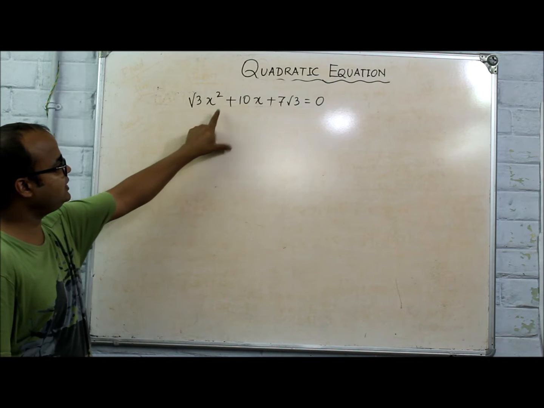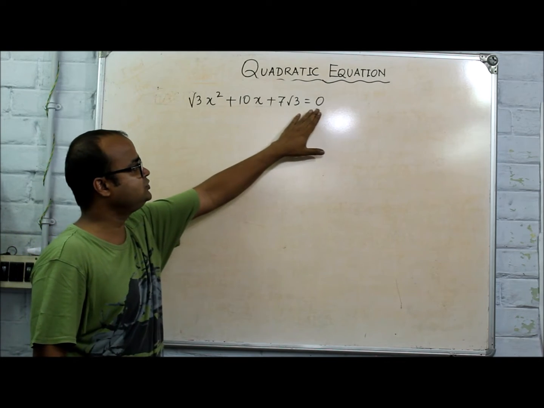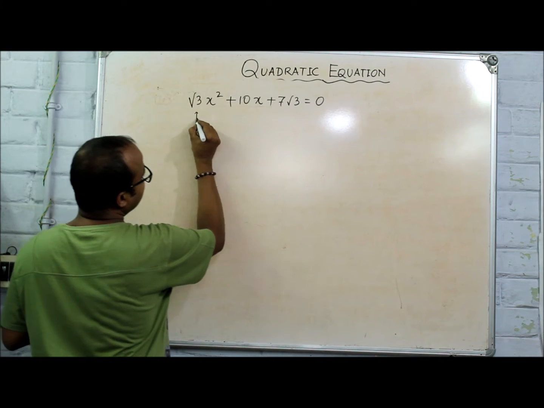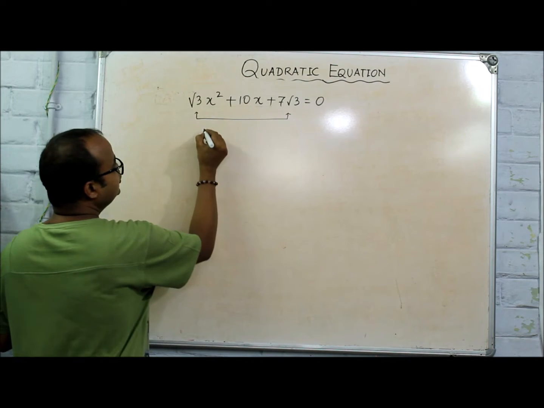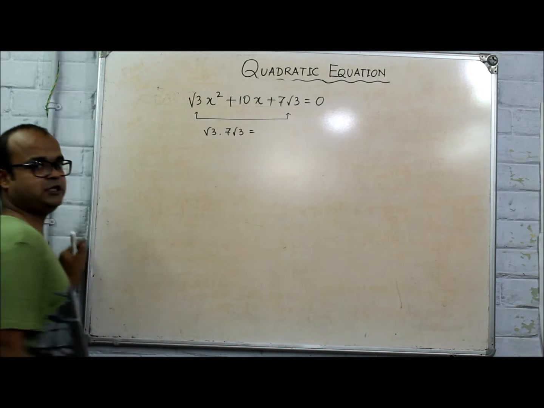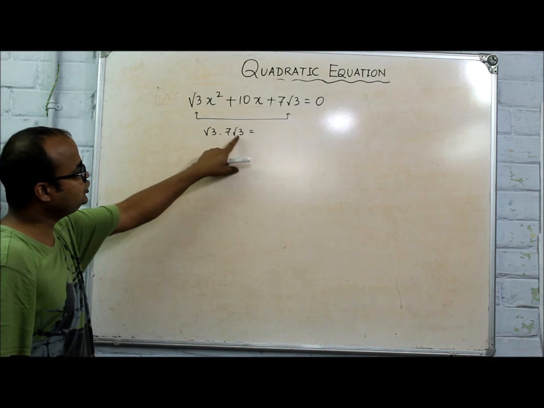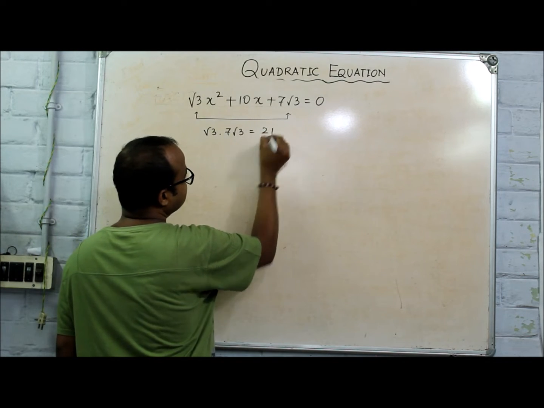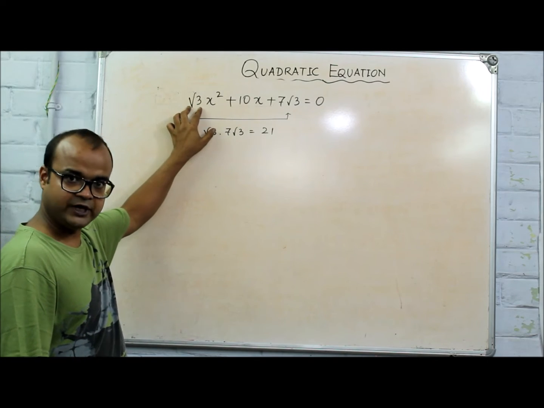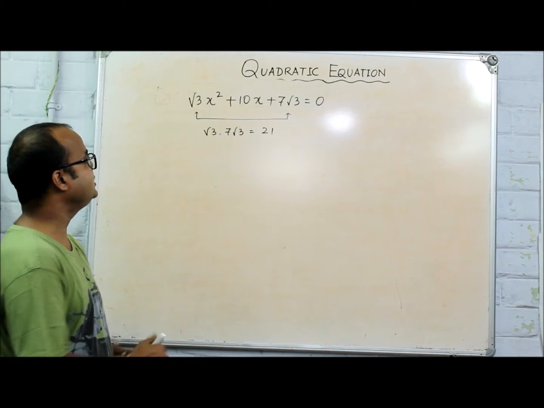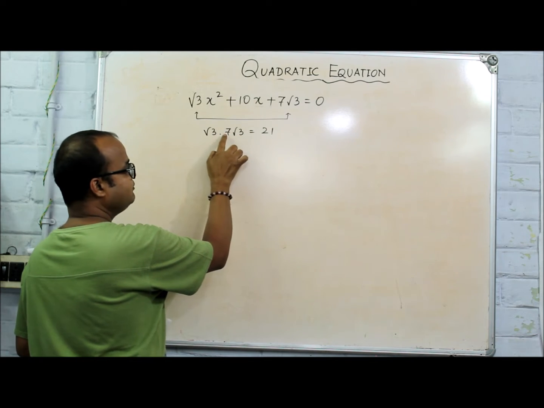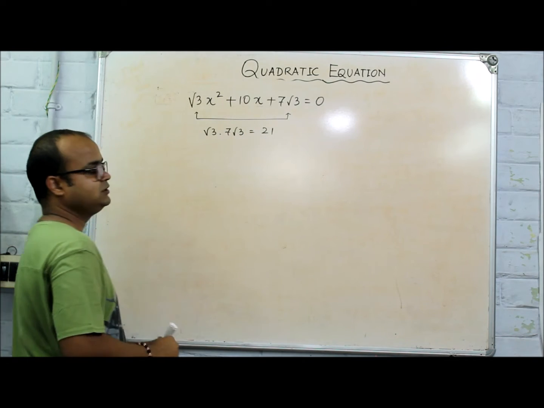Root 3 into x square plus 10x plus 7 root 3 is equal to 0. So first we find out the product of these two. Root 3 into 7 root 3. Root 3 into root 3 is equal to 3. 7 into 3 is equal to 21. Is it clear to everyone? First we need to find out the product. As usual we do it in the middle term. Root 3 into 7 root 3. Root 3 into root 3 is 3 multiplied by 7 is equal to 21.